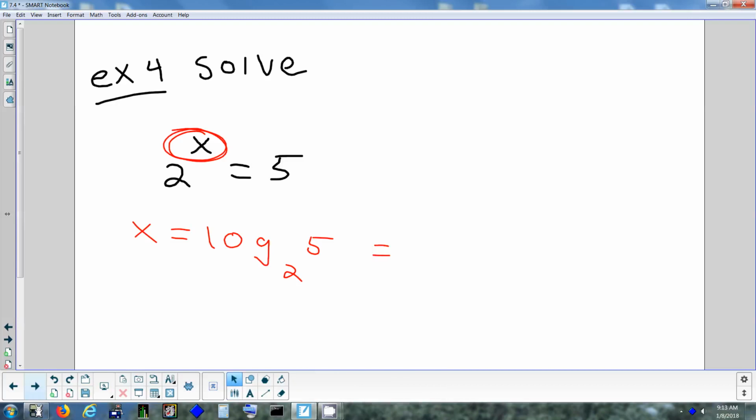Log 5 over log 2. And what base are you assuming? Well, that's equal to x, but what's the base on each log? Because it's got to be a base we can type in now. We can't type base 5 in. Base 10. What invisible number is right there? 10. So we're doing log base 10 of 5 divided by log base 10 of 2.